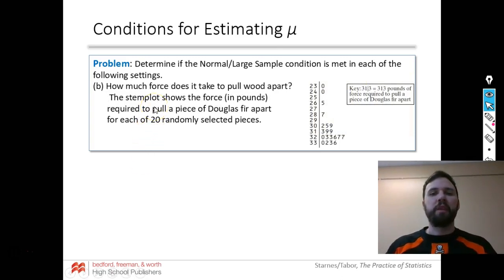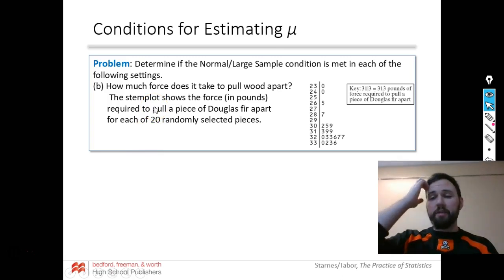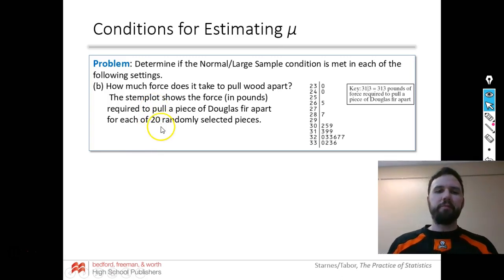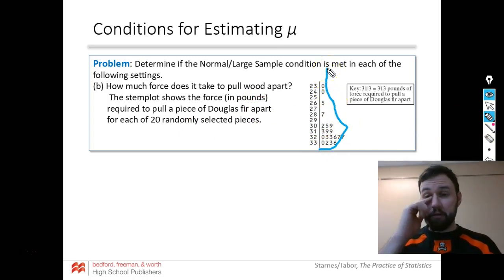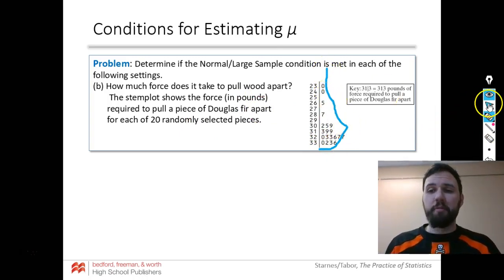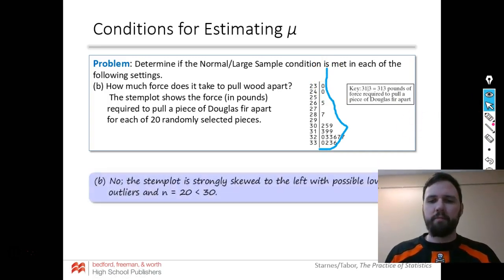Next one. You're taking a sample from a forest to pull wood apart. Take 20 pieces. 20 is less than 30. When you look at this data, I would say that's skewed left. So no, doesn't pass.